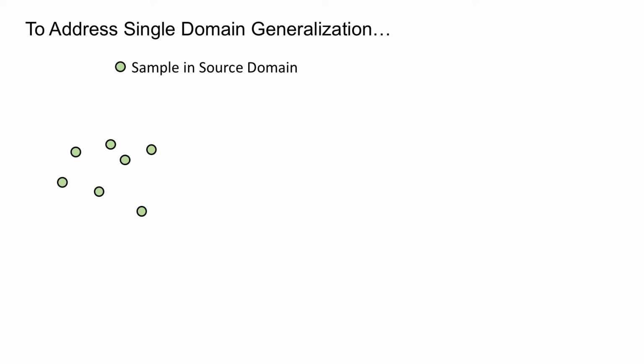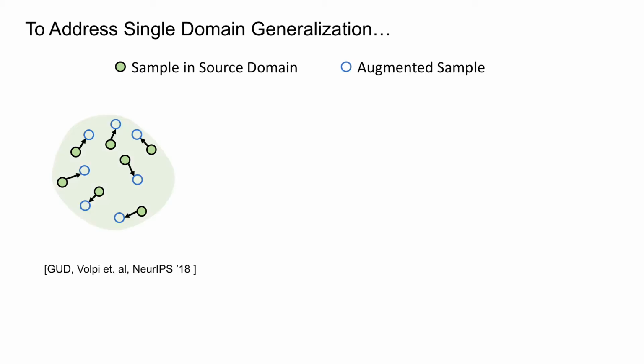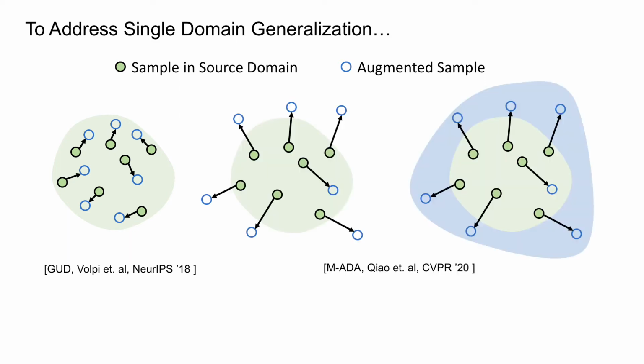To address single-domain generalization, previous works cast this problem in a worst-case scenario. Volpi proposed adversarial data augmentation to generate augmented samples. Models trained on augmented samples are expected to generalize well on unseen domains. However, the domain transportation is severely limited by the worst-case constraint. M-ADA proposed to relax the worst-case constraint and encourage large domain transportation.